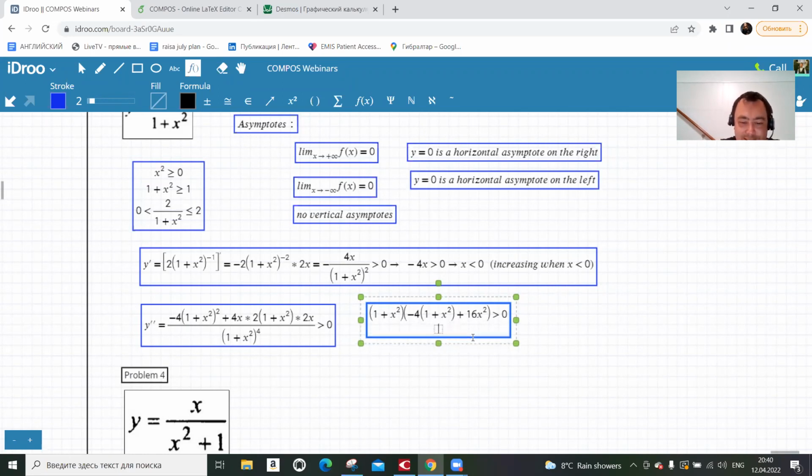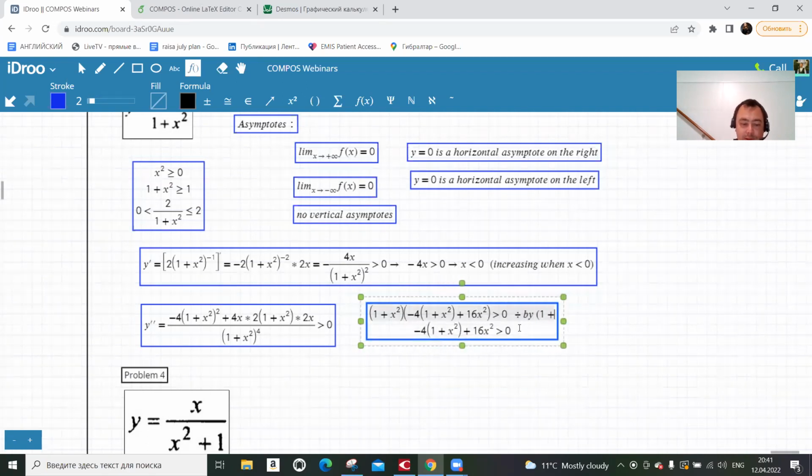Okay, just a tad more detail. For 1 plus x squared plus 16x squared is greater than 0. So I've ignored the 1 plus x squared because it's a positive value. The positive cannot affect whether the whole expression is positive or negative. It's just a positive number. So we divide by 1 plus x squared. We're allowed to do this.